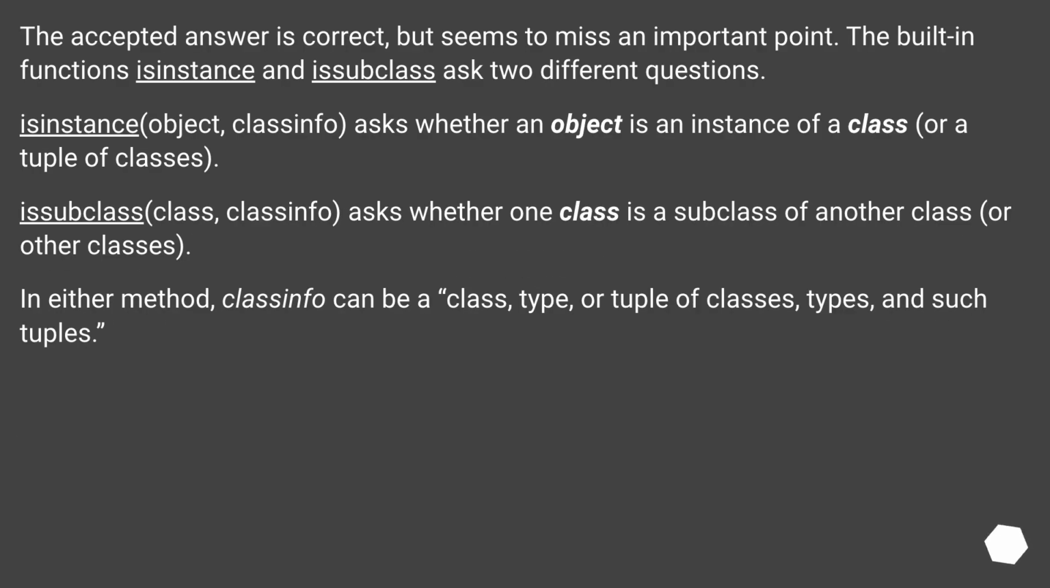The accepted answer is correct, but seems to miss an important point. The built-in functions isinstance and issubclass ask two different questions. isinstance(object, classinfo) asks whether an object is an instance of a class, or a tuple of classes. issubclass(class, classinfo) asks whether one class is a subclass of another class, or other classes. In either method, classinfo can be a class, type, or tuple of classes, types, and such tuples.